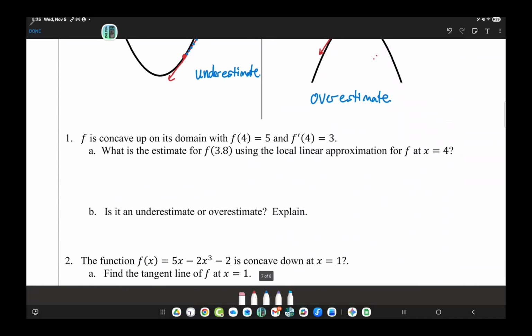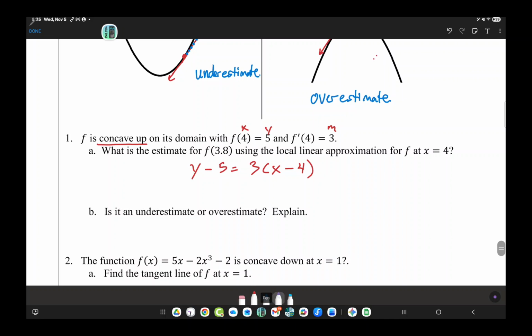So, step 1, f is concave up. So we do know it's concave up on the domain with f of 4 equals 5 and f prime of 4 equal to 3. What is the estimate for f of 3.8 using the local linear approximation for x at 4? Now, what that means is we first do have to create the equation, and since we are given the x, y coordinate and the slope, y minus 5 is equal to 3 times x minus 4 is our equation.